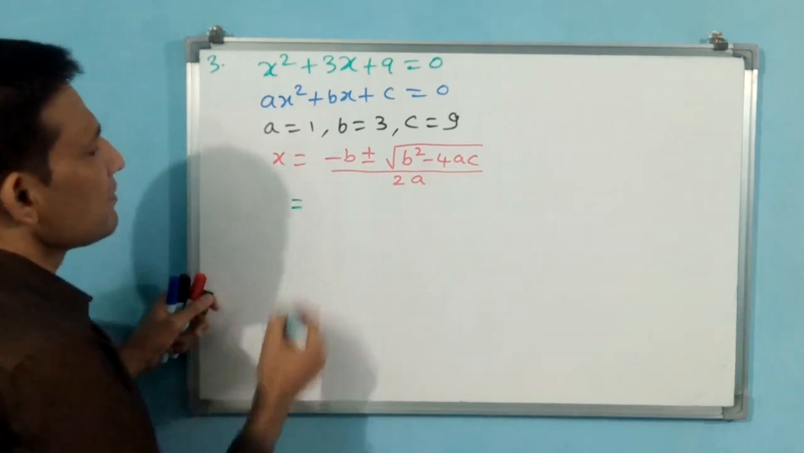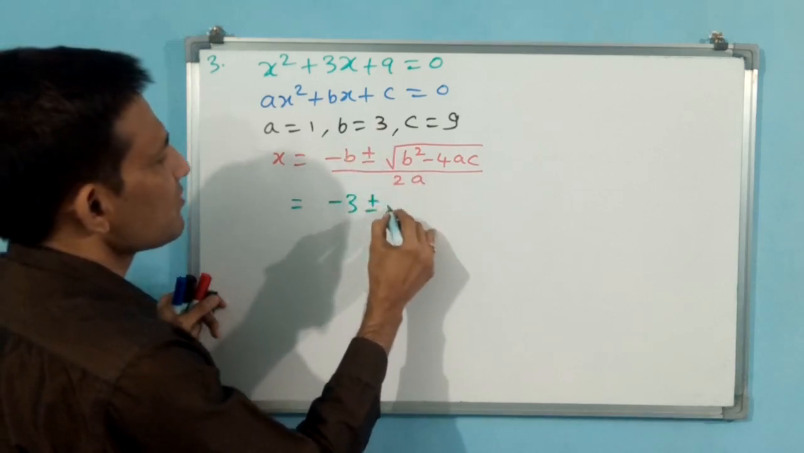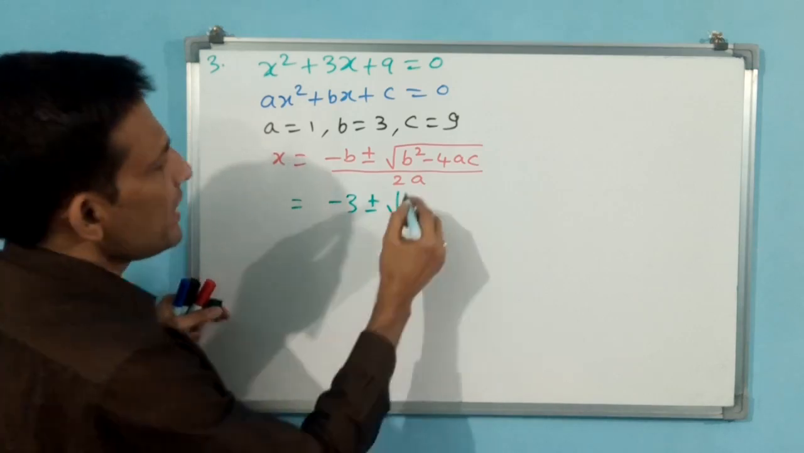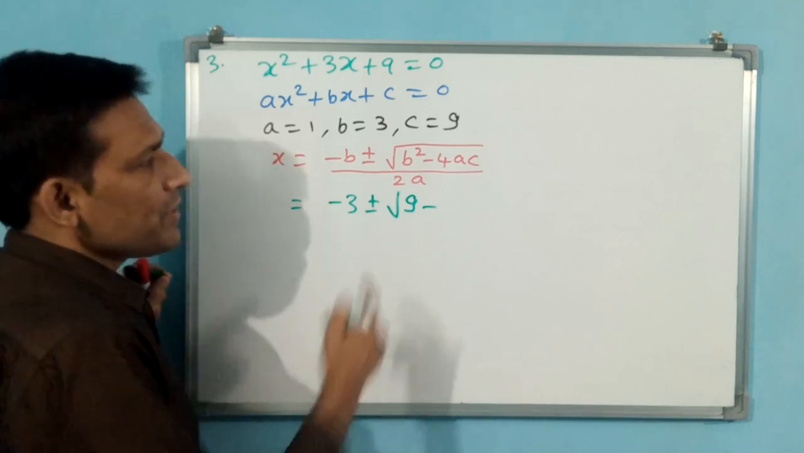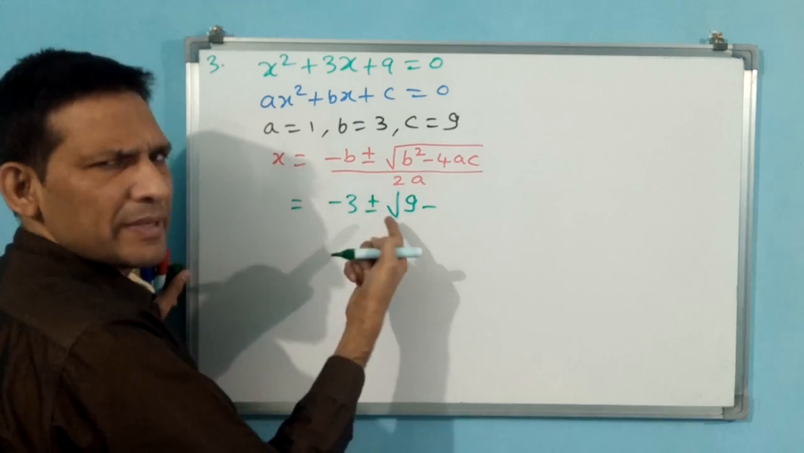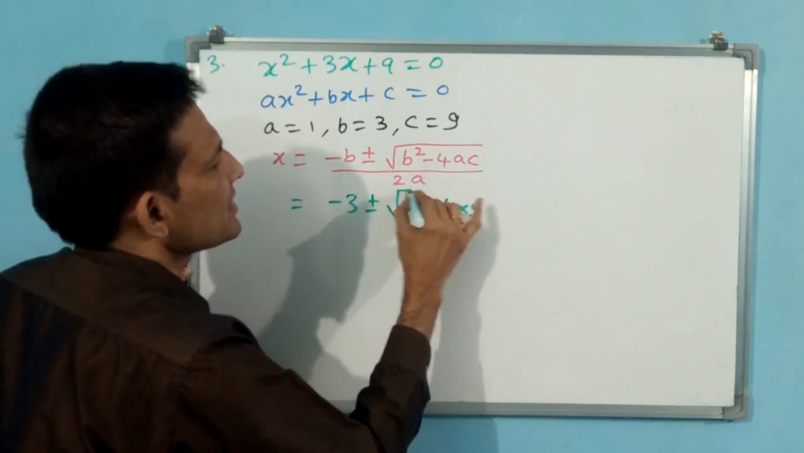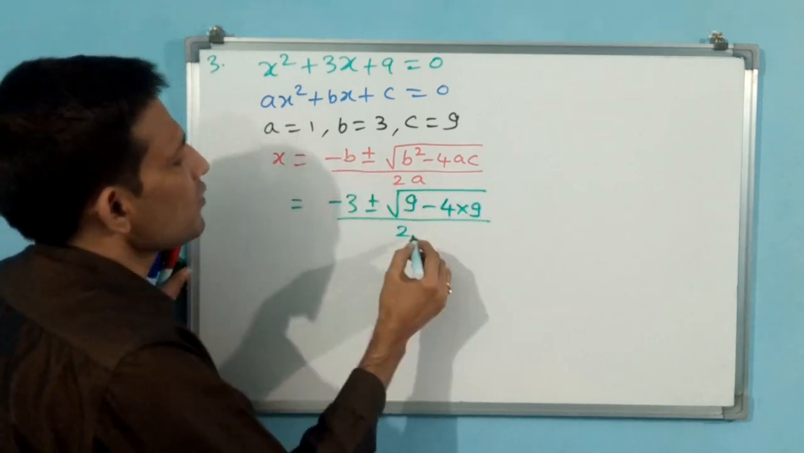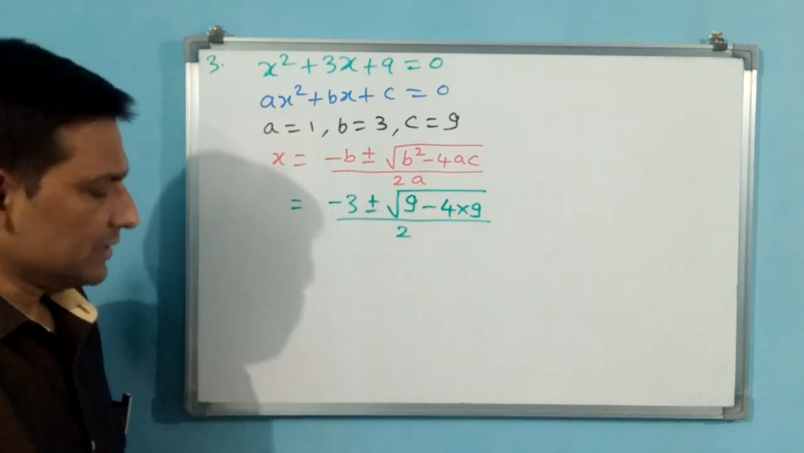Okay, now again you write. Substitute: minus 3, minus b means plus or minus square root of b square, 3 square, 9. I am writing directly. Okay, 9 minus 4 into a into c, 4 into 1 into 9. Shall I write 4 into 9? Why? Because 1 into 9 is 9 only. 4 into 9. Okay, divided by 2a, 2 into 1. Now here we can write only 2. Why? Because 2 into 1 is 2 only.